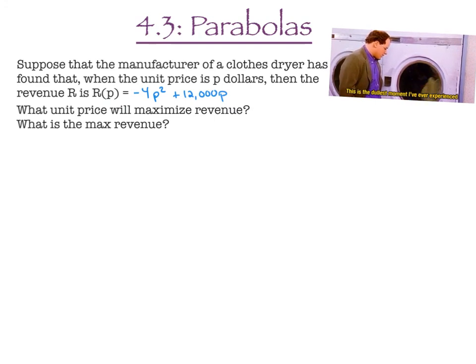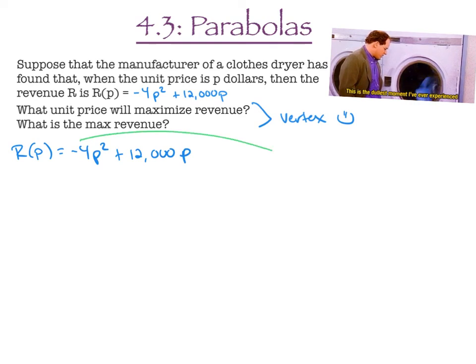Okay, generally in a word problem in a parabola section, whatever they're asking you for is probably given in the vertex. And in this case, notice that since this parabola has a negative a, so negative 4 in front of the p squared, that means R of p is negative 4p squared plus 12,000p. So I know from the graph that it's going to open down, which means that our vertex gives us a maximum value.